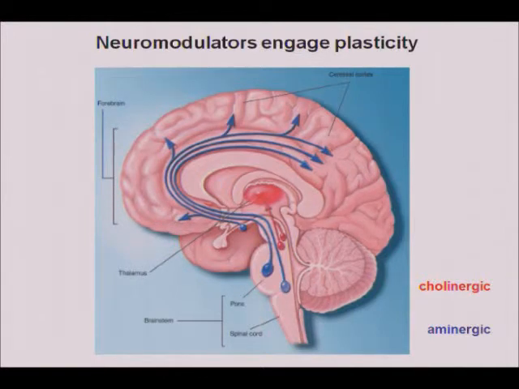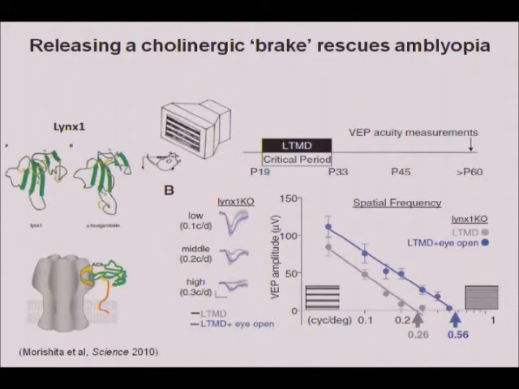We found that, in fact, there is a brake on these modulatory systems. And there's one molecule that we produce in our adult post-critical period brain called LYNX-1, which has a structure that looks very similar to alpha-bungarotoxin, which is the active component of snake venom. So why in God's name would we make a toxin in our brain?